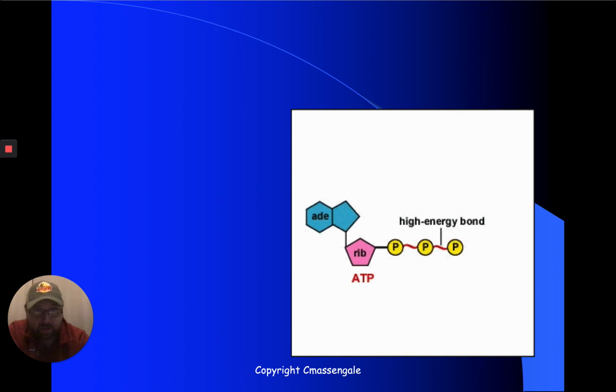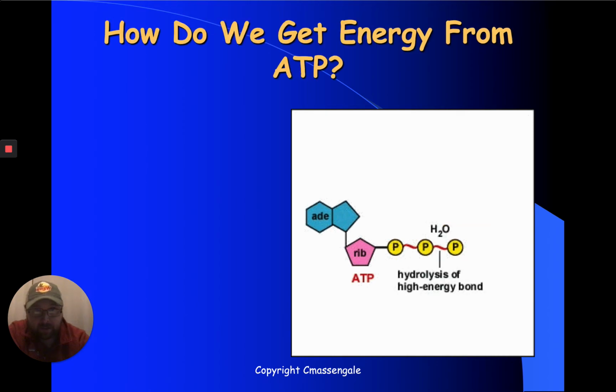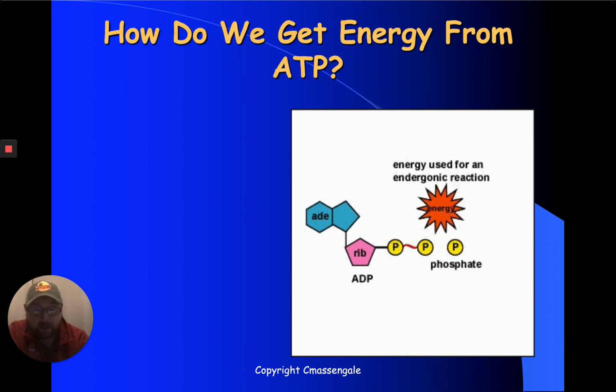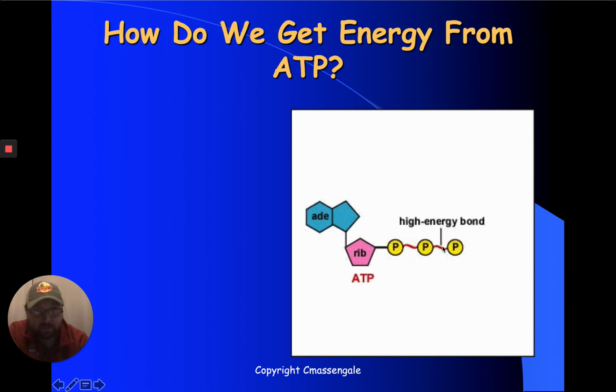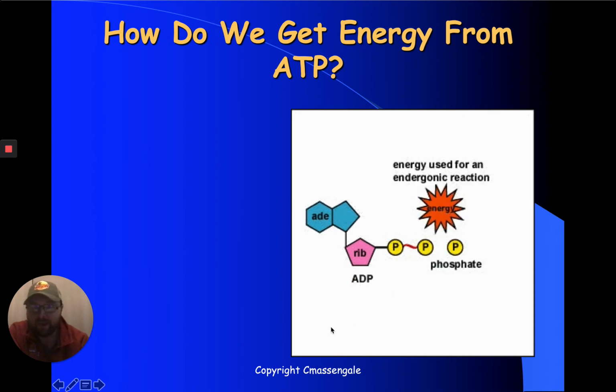All right, so again, there's our high energy bonds. How do we get energy from ATP? Well, what we're going to see, like this little graphic shows us, is we have to break those bonds. And when we break a high energy bond, it releases energy for us.